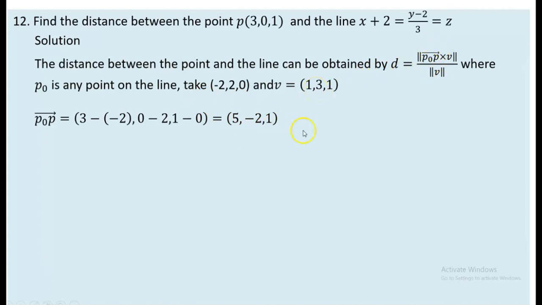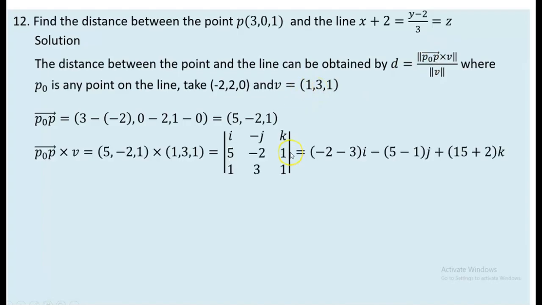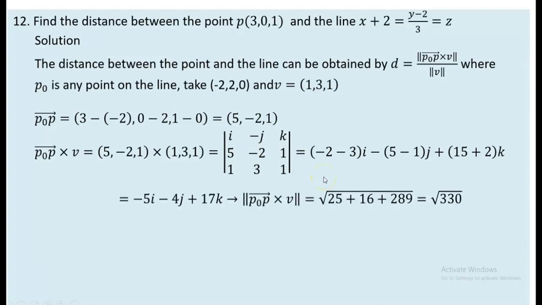Now comes V. What is V? Directly take this one, 1, 3, 1. So carry out P naught P cross V. As you perform this cross product, students, you come up with this vector: minus 5i minus 4j plus 17k. I tried to explain how this can be done before. Please try to refer to the previous slides. So this P naught P cross V is going to be this vector.